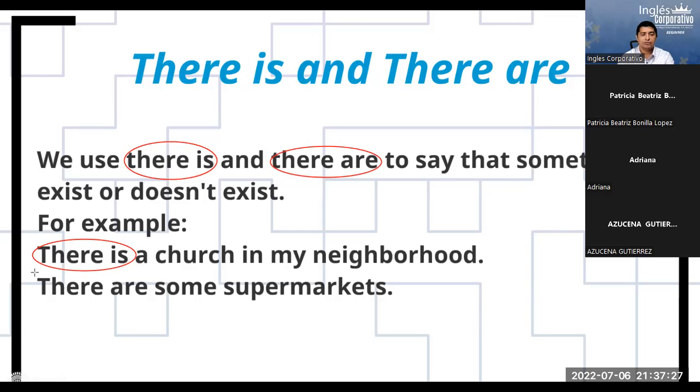And now take a look at the next one. Ahora veamos la siguiente. There are some supermarkets. ¿Ahora qué estamos diciendo? Hay algunos supermercados. Y como ya dijimos, las palabras there are significan hay, pero se refieren a plural, generalmente después de there are habrá un cuantificador que en este caso es some. Aquí podría haber un número también.